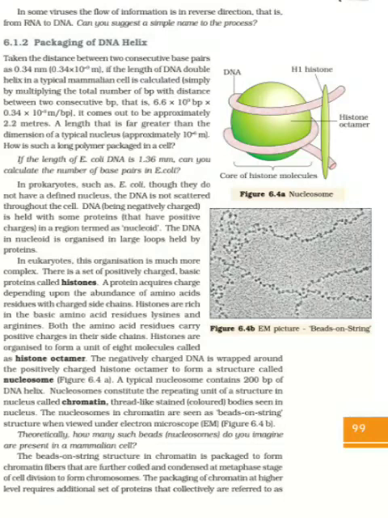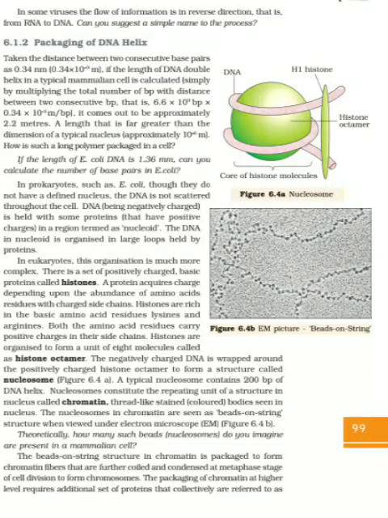Nucleosomes constitute the repeating unit of a structure in the nucleus called chromatin, thread-like stained colored bodies seen in the nucleus. The nucleosomes in chromatin are seen as a beads-on-string structure when viewed under the electron microscope. Theoretically, how many such beads, nucleosomes, do you imagine are present in a mammalian cell? The beads-on-string structure in chromatin is packaged to form chromatin fibers that are further coiled and condensed at the metaphase stage of cell division to form chromosomes.